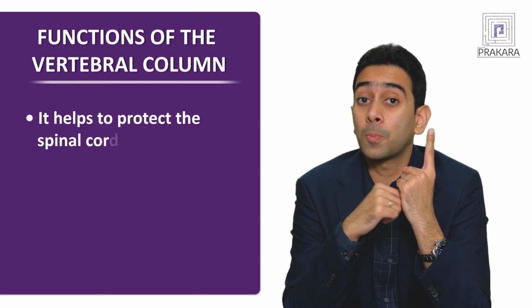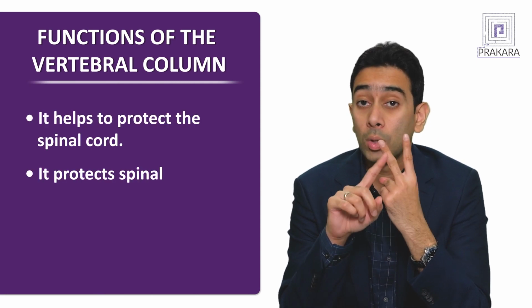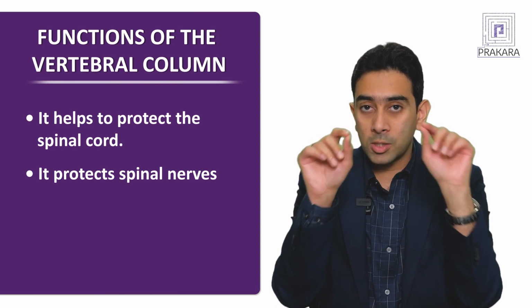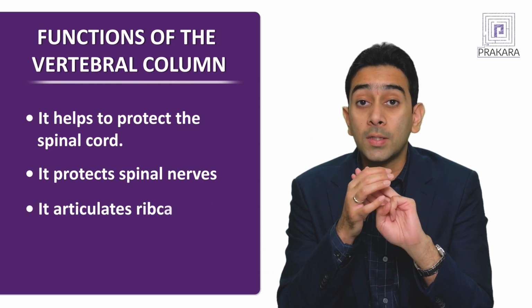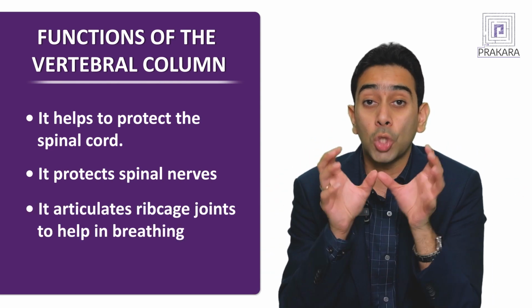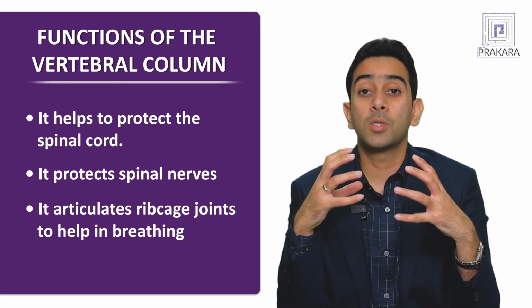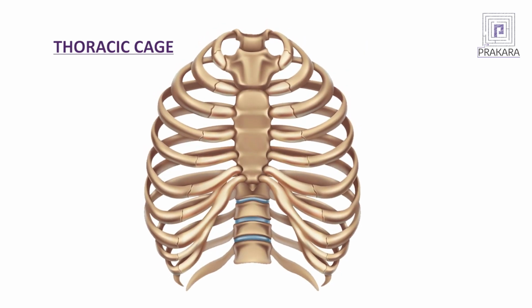1. It helps to protect the spinal cord. 2. It protects the spinal nerves which come out as branches from the spinal cord. And 3. It allows an articulation or joints for the rib cage and helps in breathing. Now let's move on to the thoracic cage.